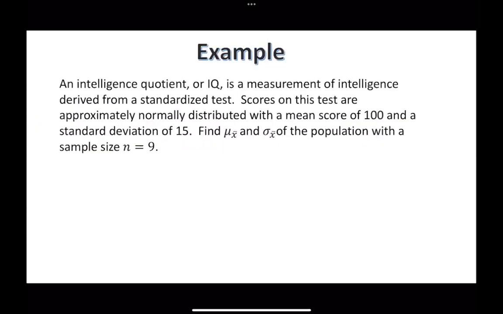So the intelligence quotient, or IQ, is a measurement of intelligence from a standardized test. Our scores are approximately normally distributed, and the mean score is 100. So the average IQ is about 100. Standard deviation is 15. If we took a bunch of samples of size 9, we want to know what the mean of the sampling distribution is and what the standard deviation of the sampling distribution would be, or you can call it standard error.